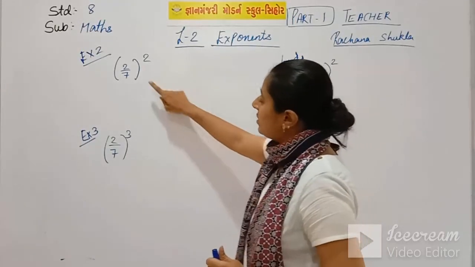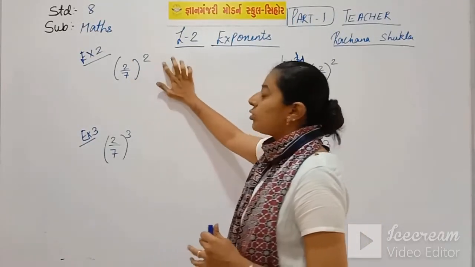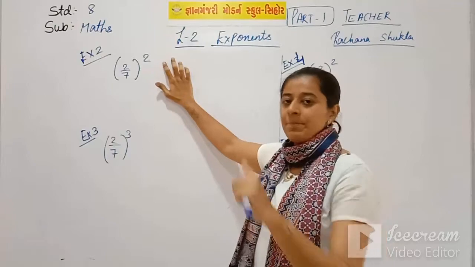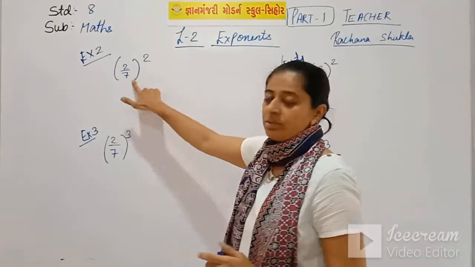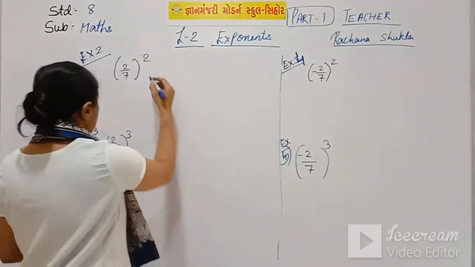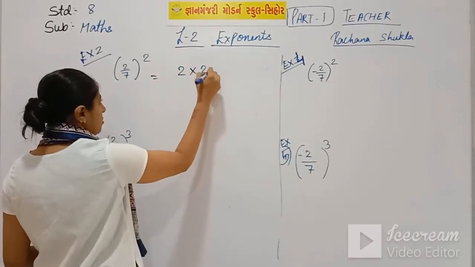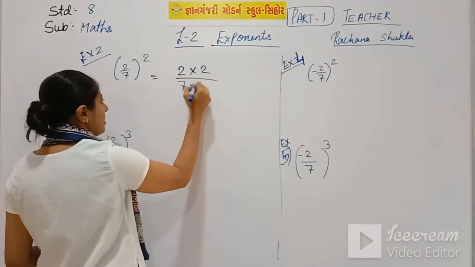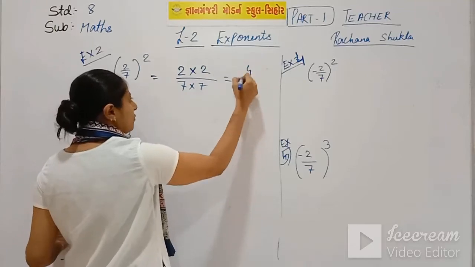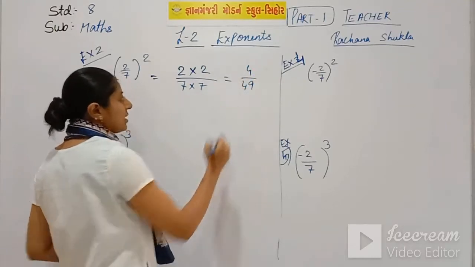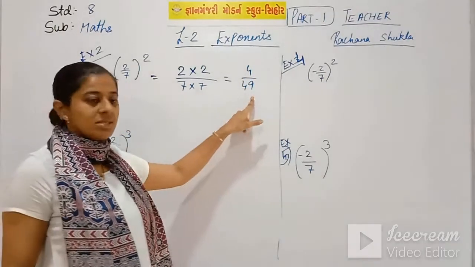Your question is 2 upon 7 to the power 2. So, multiply 2 times 2 and 7 times 7. Very simple. 2 into 2 upon 7 into 7. 2 2s are 4. 7 7s are 49. This is your answer, students.